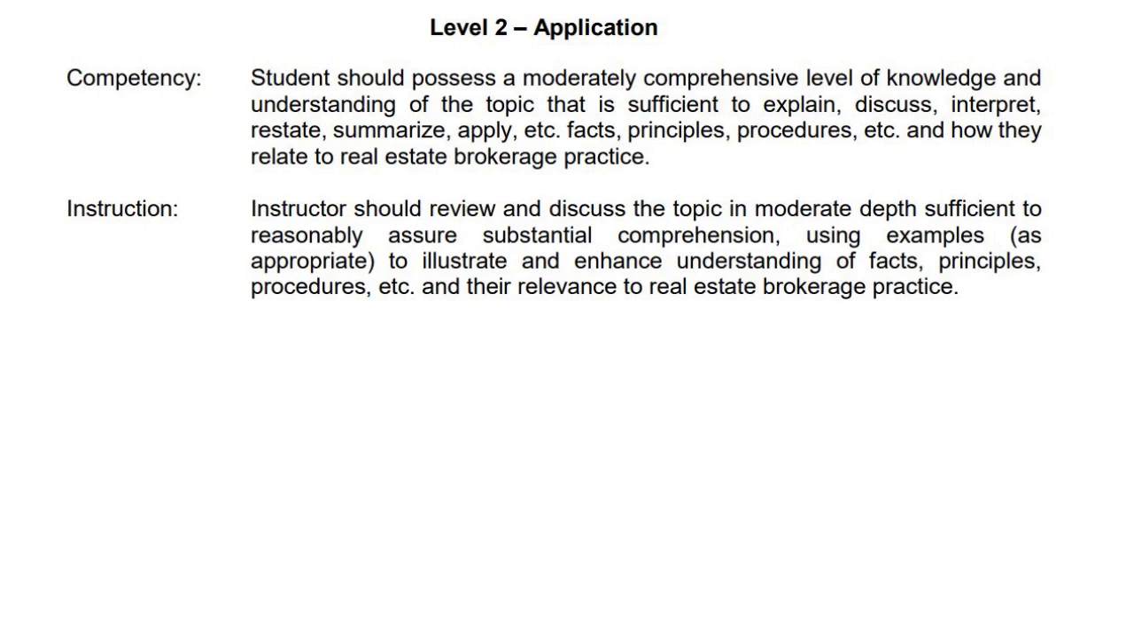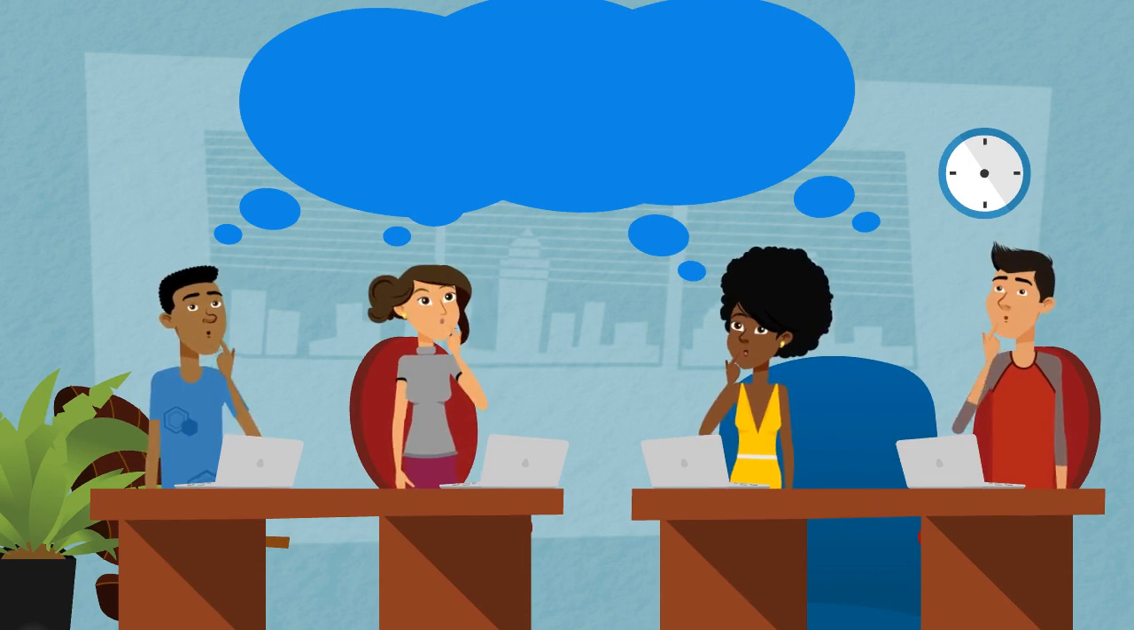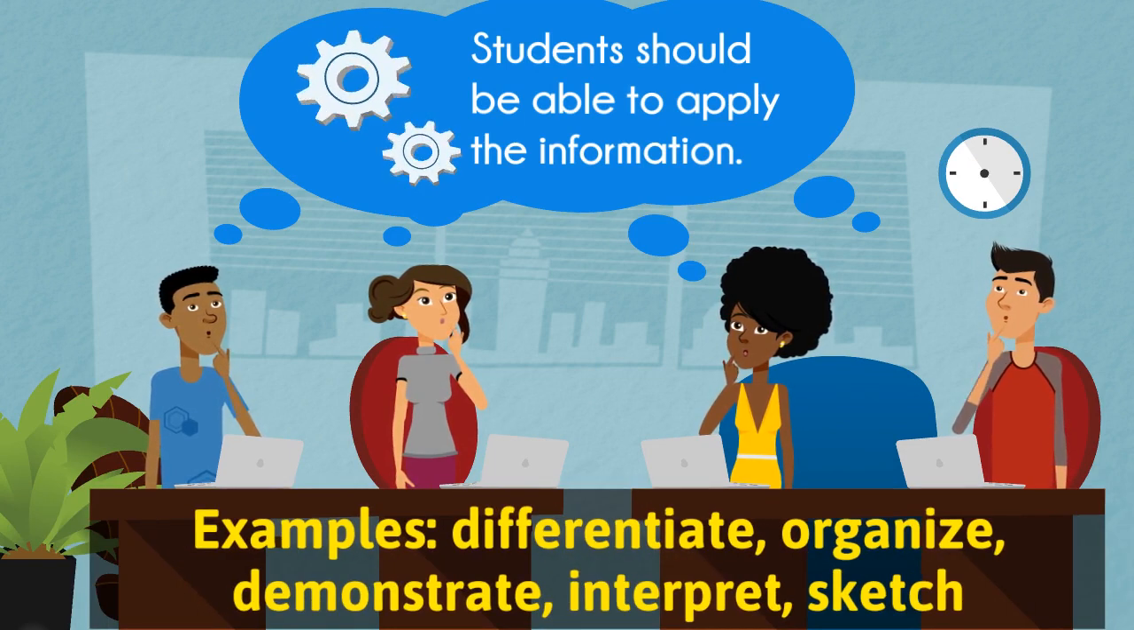The Commission's instructional level 2 is application, which is based on the analyze and apply categories within Bloom's taxonomy. At this level, students should be able to apply the information in some way. Examples of objectives include differentiate, organize, demonstrate, interpret, and sketch.